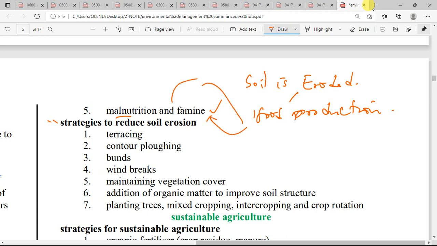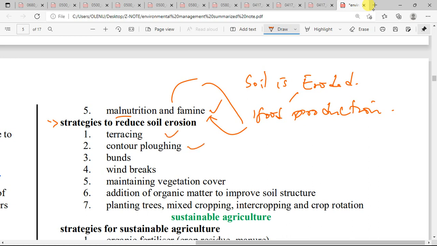Now, strategies to reduce soil erosion. These are different strategies to reduce soil erosion. This is a quick revision which you can make your note from, but if you want to understand these strategies in depth, please you can watch the video on agriculture and the environment on my channel. It will help you especially to differentiate between terracing and contour plowing.